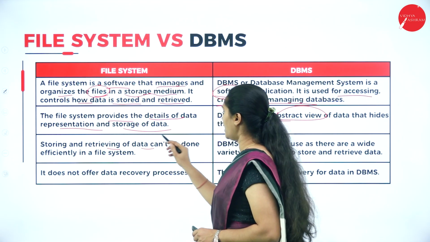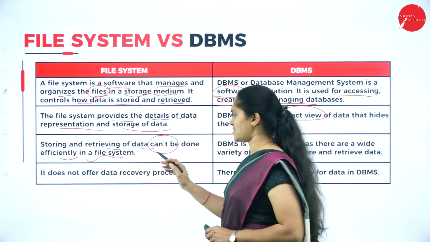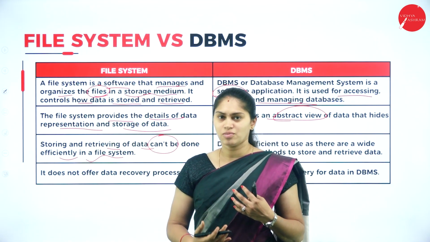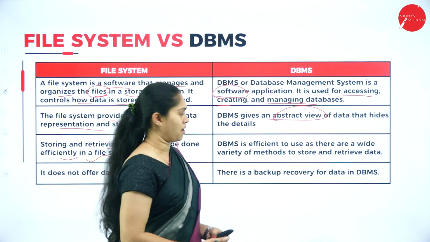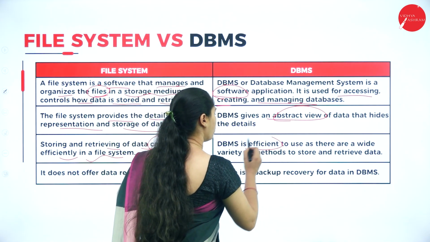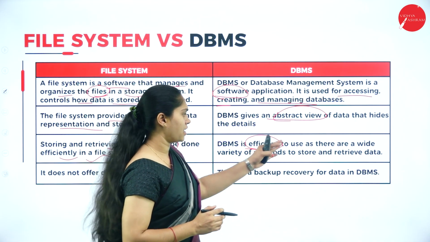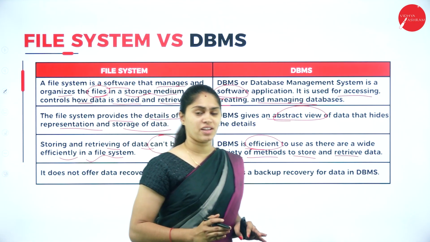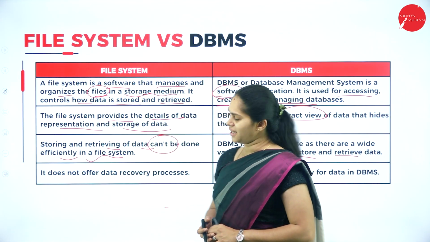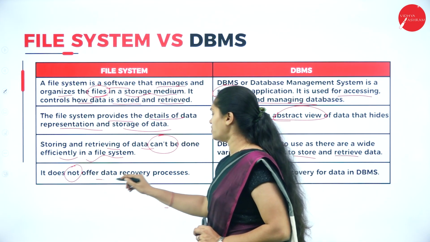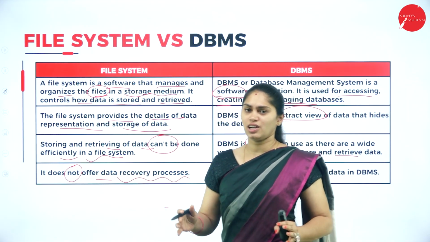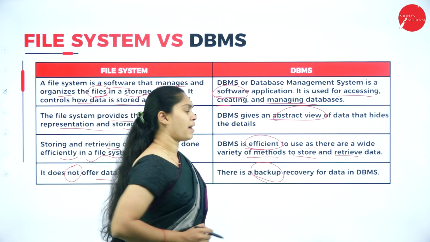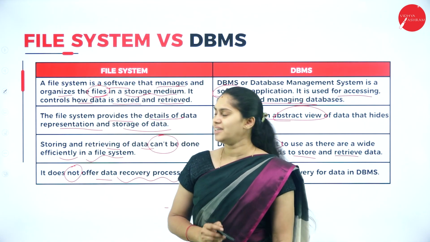Storing and retrieving of data can't be done efficiently in a file system. Why? Because storing and retrieving of data takes more time and it is not an efficient way of storing and retrieving data. But in the DBMS, it is very efficient, as there is a wide variety of methods to store and retrieve the data. Storing and retrieving data is not at all a problem for the DBMS. Also, the file system does not offer a data recovery process. Once it is lost, we won't get it back, but that is not the case with the DBMS. There we have a backup and recovery for the data.